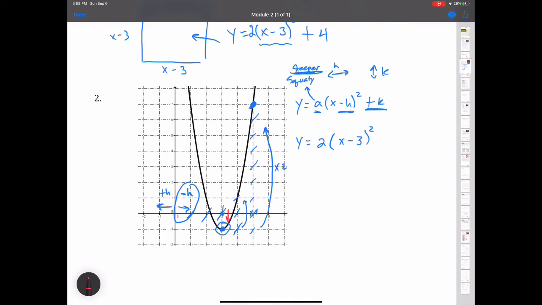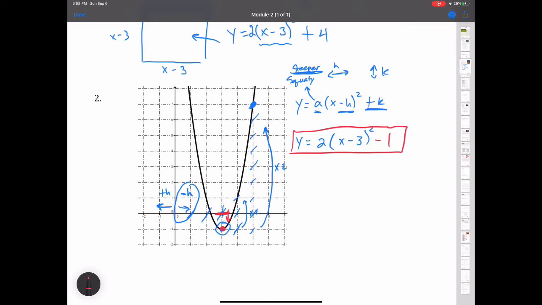I see that I went down 1 from this horizontal x-axis, so I'm going to say minus 1. So that's kind of how we look at these functions, these parabolas, and we write the equation.